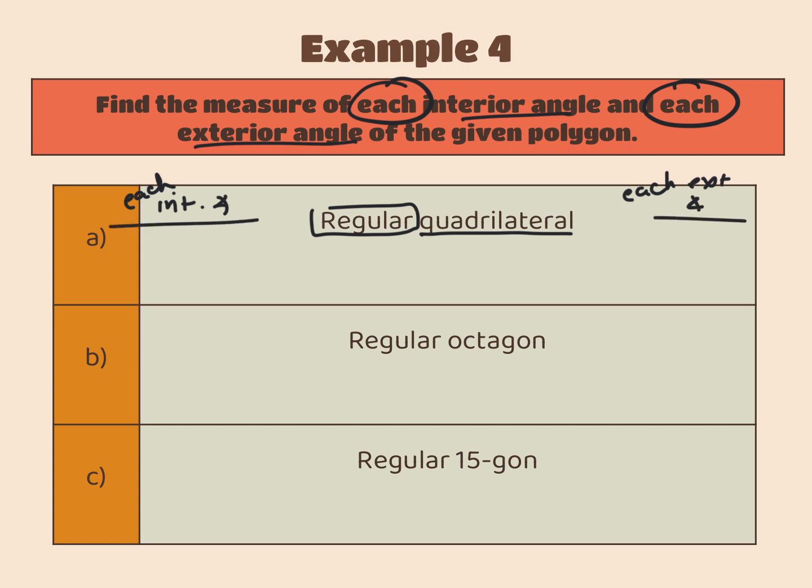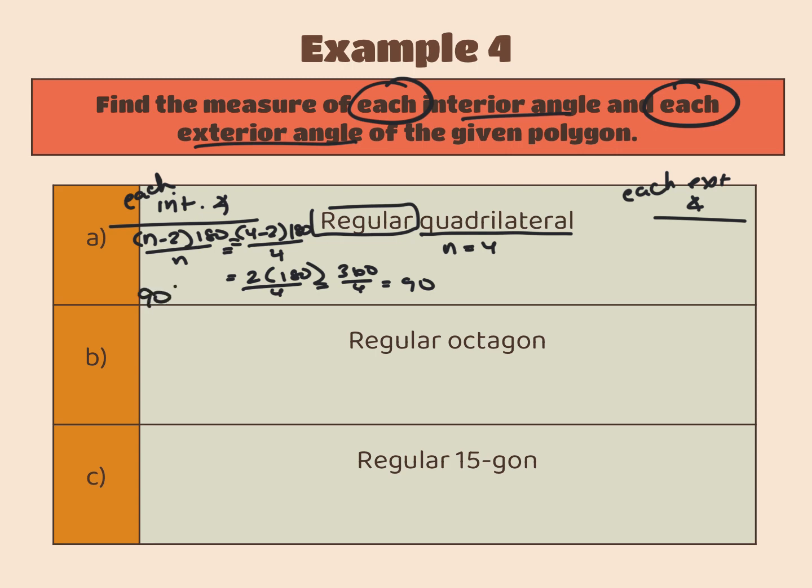The formula for each interior is n minus 2 times 180 divided by n. So in this case, remember, n is 4. So I'm going to do 4 minus 2 times 180 divided by 4. And I did this one for you already. 2 times 180 divided by 4, 360 divided by 4, and my answer is 90. So each interior is 90 degrees.